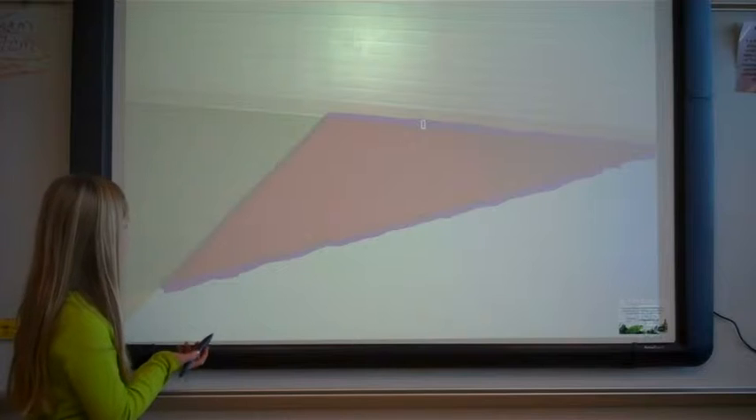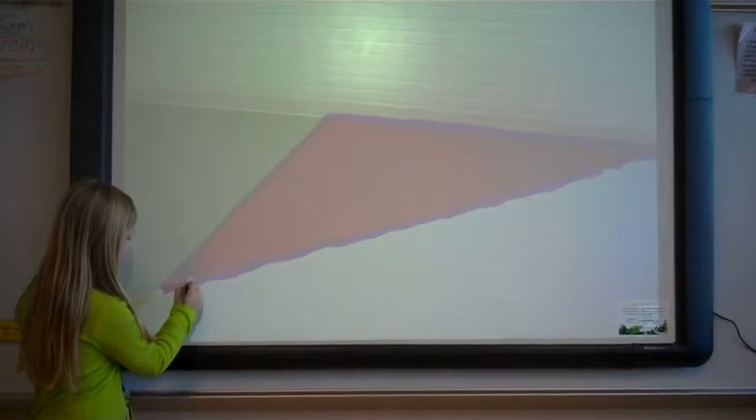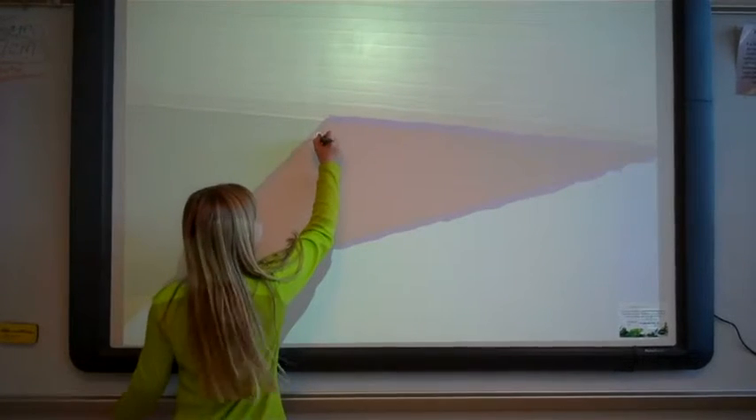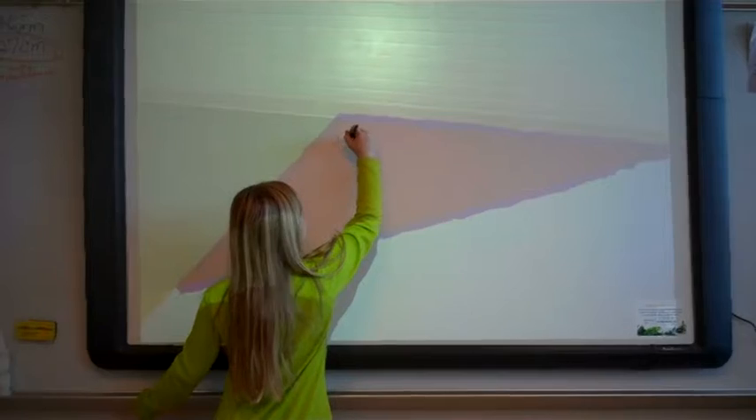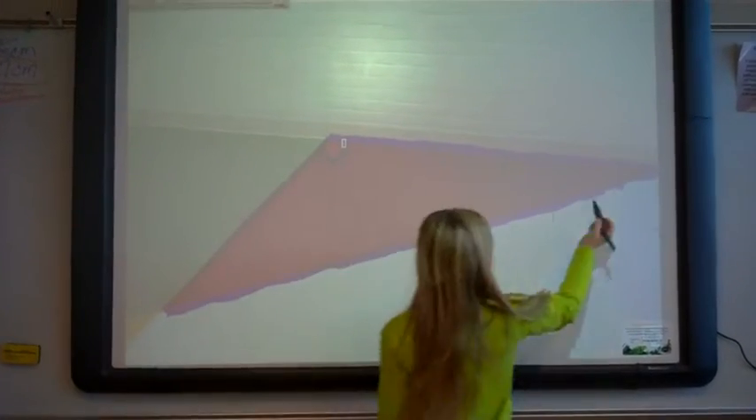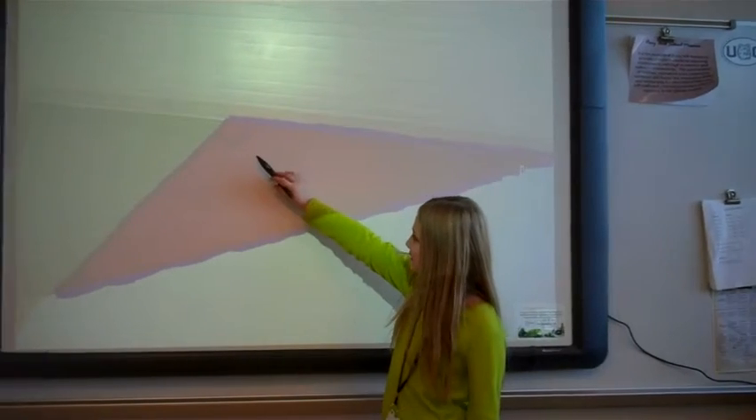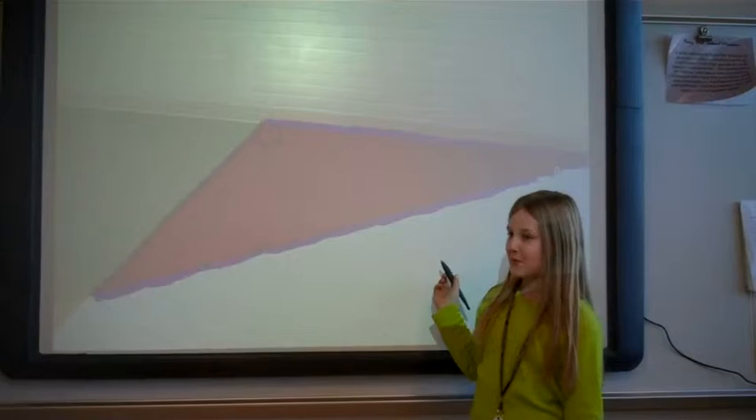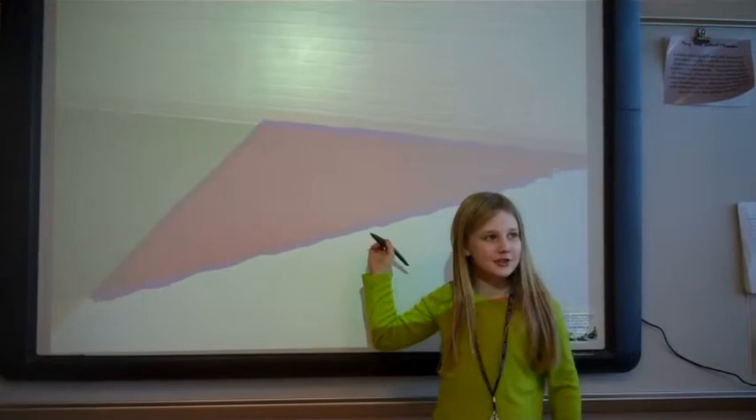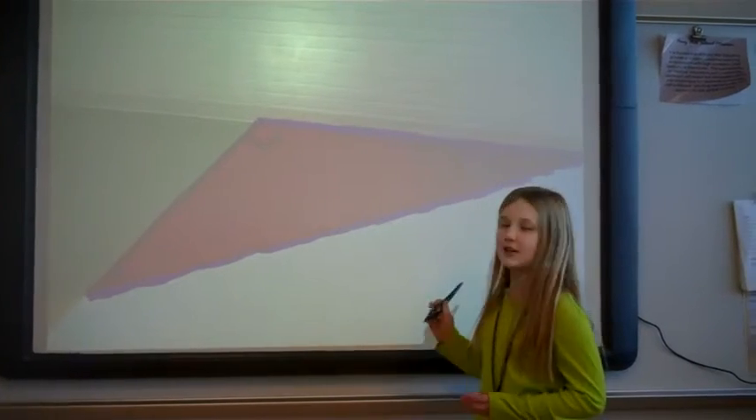Okay, well this is a triangle because it has 3 sides, 3 corners, and 3 angles. This is an acute angle, and this is a right angle. And this is another acute angle, and this is a right triangle because there's 1 right angle. And you know that because if you put up a piece of paper, the piece of paper would fit. And those are acute angles because they're smaller than 90 degrees.